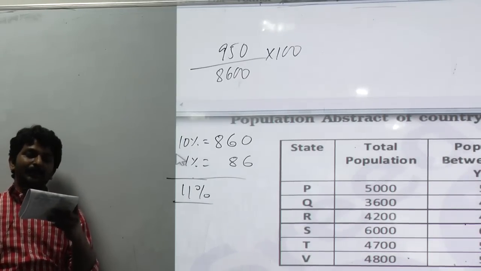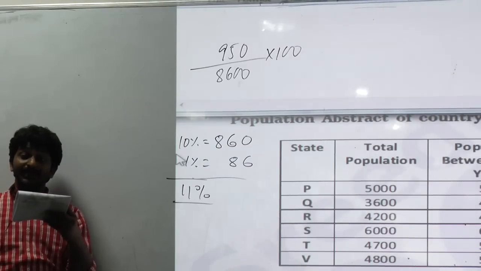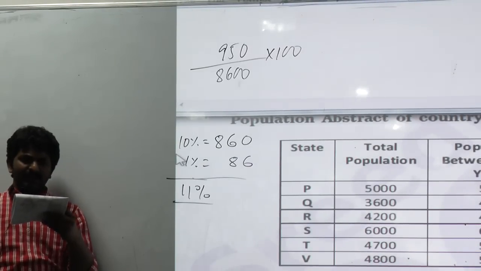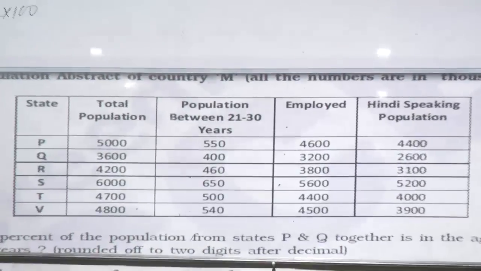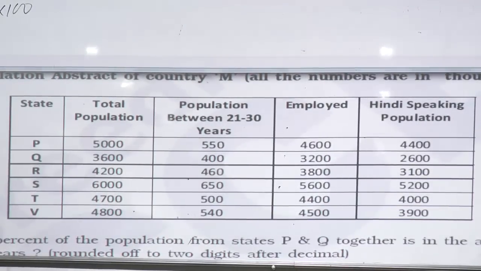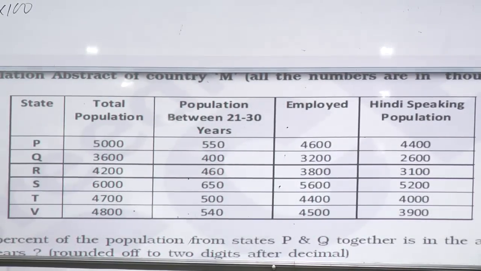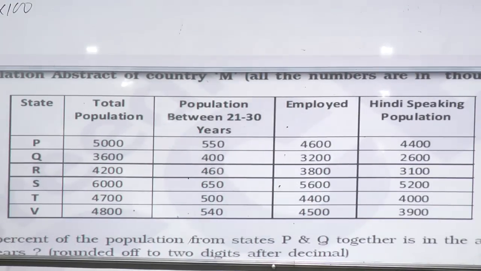Next, what is the respective ratio of urban and rural population among total population of states? If the respective ratio of urban to rural population among the population of state Q is 3:7 and that of state R is 5:2, what is the total number of rural population in these two states together? Rural, the second one. That is the second number in your ratio.